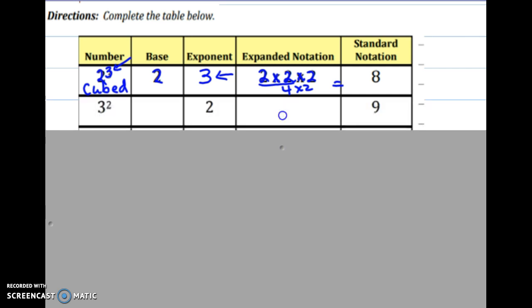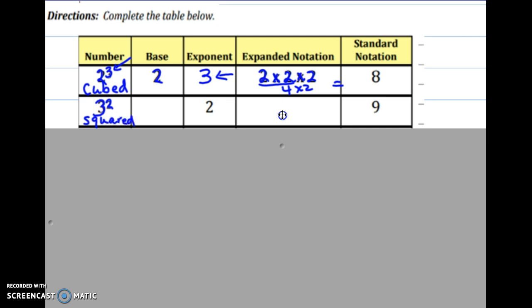Okay, let's look at our next row. Our next number that we're looking at is 3 to the 2nd power, which can also be said as 3 squared. Pause your video and write squared.